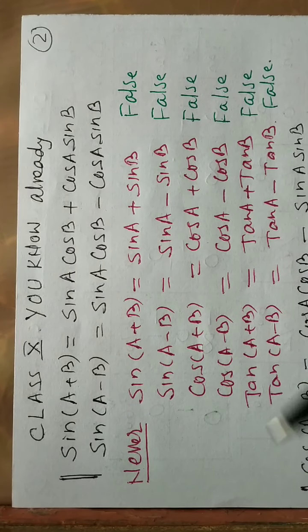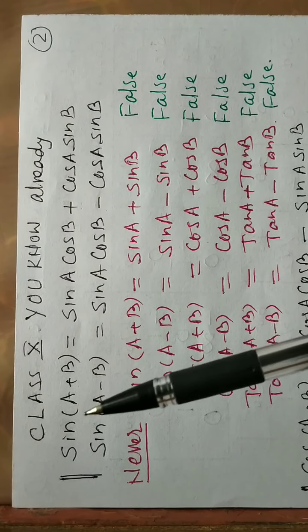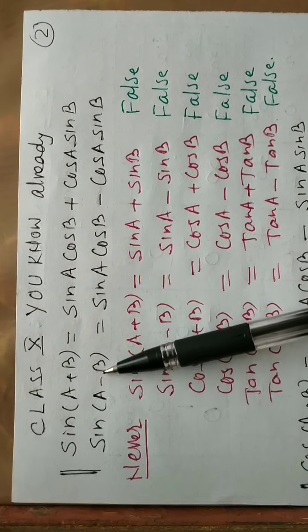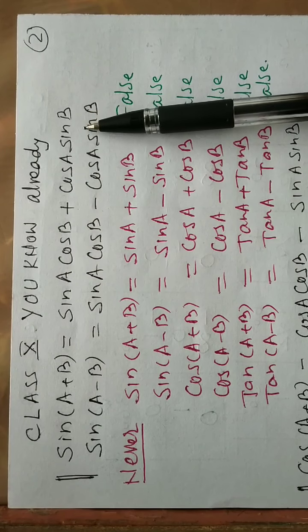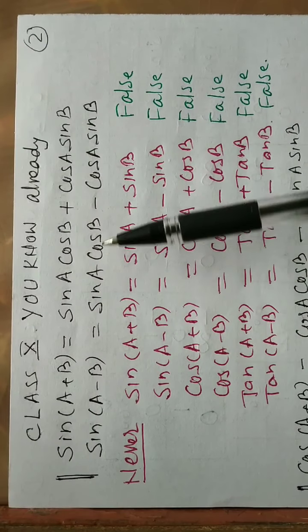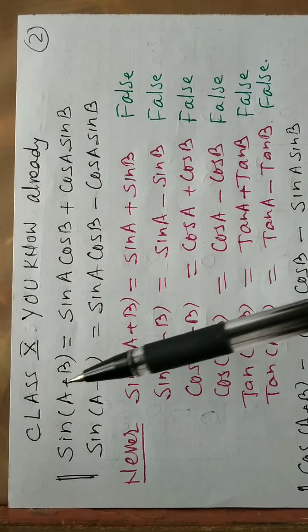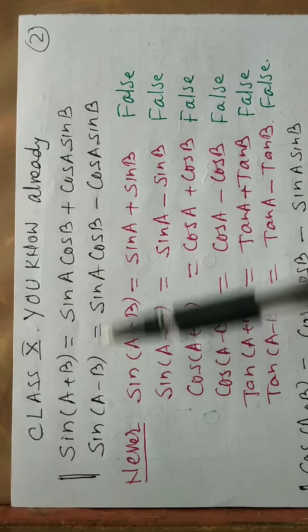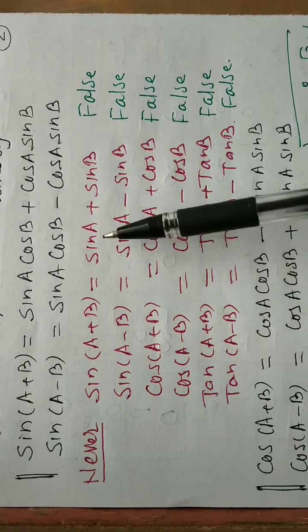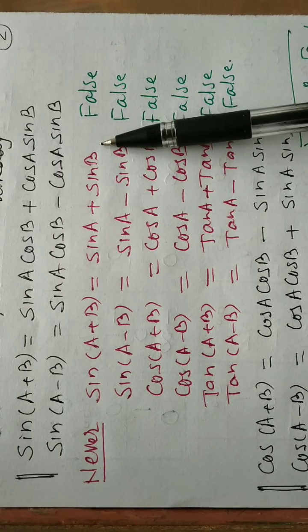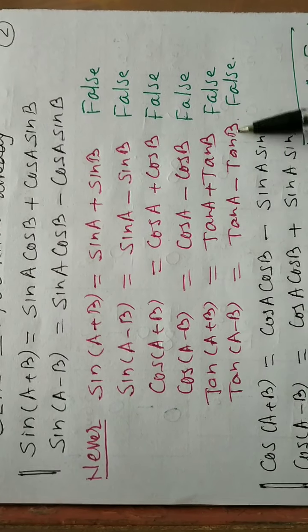You already know the values of this formula. You know already from class 10. Sin A plus B is sin A into cos B plus cos A into sin B. Sin A minus B is sin A into cos B minus cos A into sin B. For plus use plus, for minus use minus. But all these are false: sin A plus B is equal to sin A plus sin B is never possible. Likewise all are never possible.